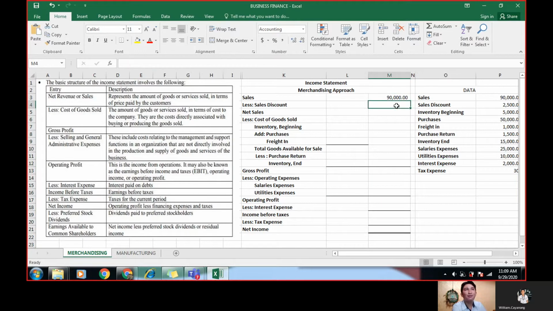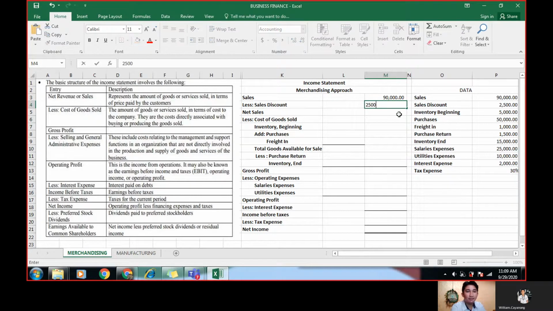So, sales discount. May mga companies na nagbibigay ng discounts. Okay? So, it will affect our sales. Magbabawasan siya ng how much? Ayan. So, ang sales discount natin na given is 2,500. Okay, so total natin, and for you to have this formula, always put equal sign. Equal sign, click the 90,000, minus, click the minus sign on your desktop or laptop, click 2,500, then press enter. There you have it. So your net sales is 87,500 pesos.